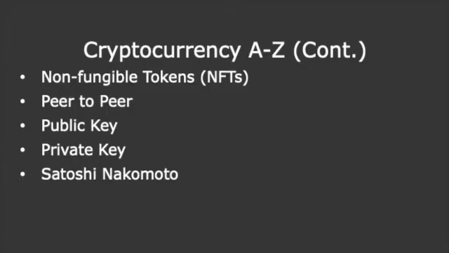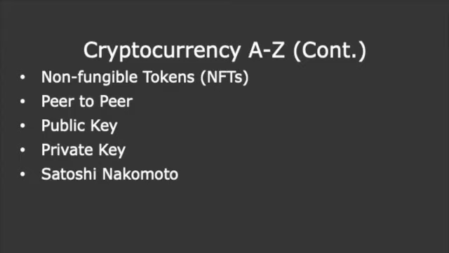Peer-to-peer. Peer-to-peer is two users interacting directly without a third party or intermediary. Public key. This is your wallet's address, which is similar to your bank account number. You can share your public key, and people and institutions can send you cryptocurrency. When you authorize transactions, they can take it from there. So it's like a bank account number.